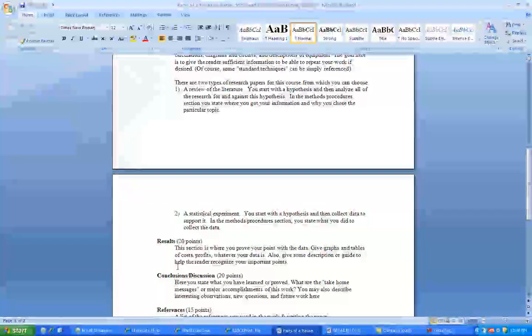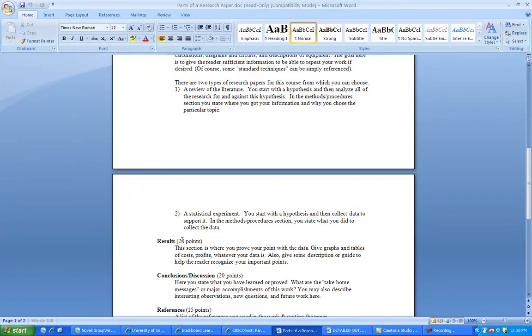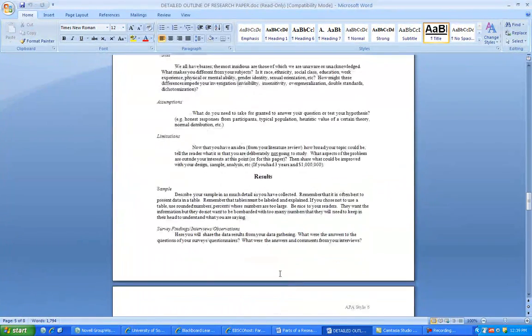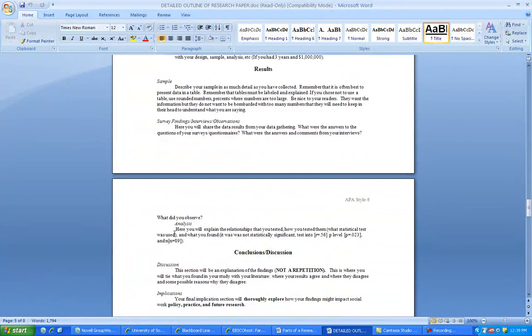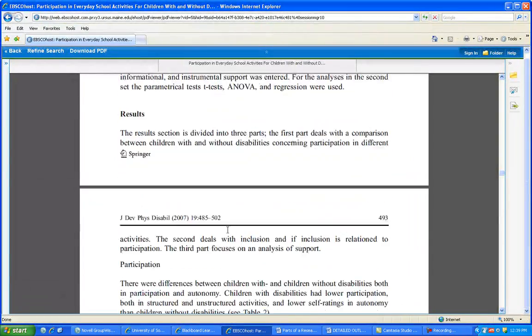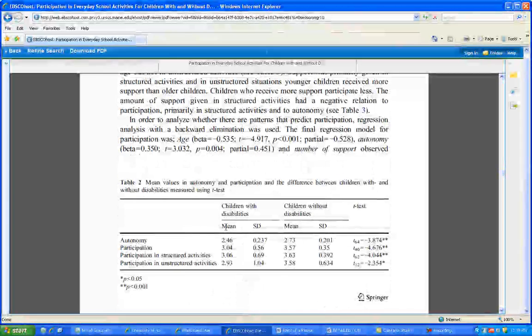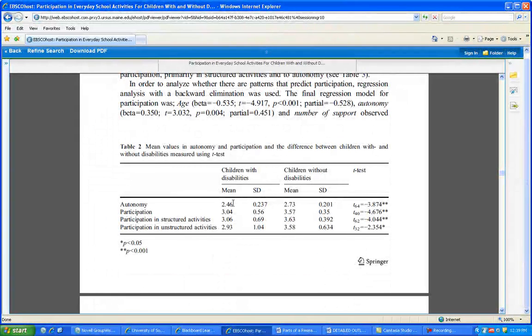Okay, next thing is the results section. Okay, we want to see what your results are. This is where you can give your graphs. Boom, this has got to be where the graphs of your data are. Okay, that are the graphs of the data. So the results can be the sample, all of this stuff over here, analysis. What did you find? And here, watch how long this results is. Okay, they have the tables here.